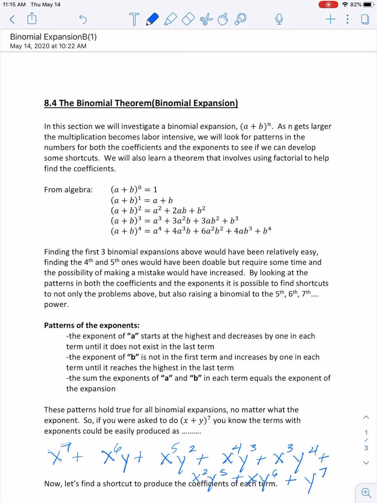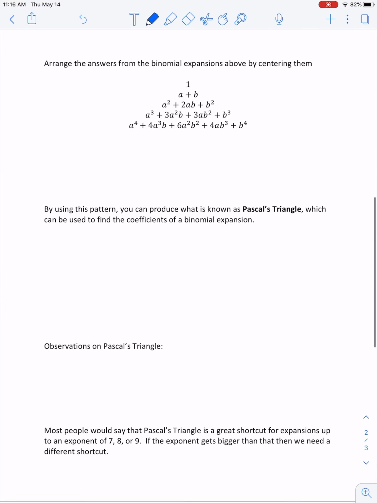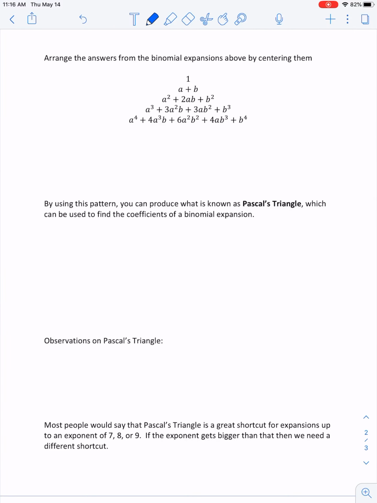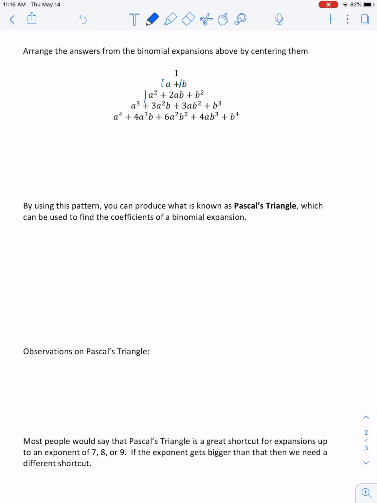The next step would obviously be to find a shortcut for producing the coefficients. And if we can get the coefficients combined with the exponents on the variables, we'll have everything we need. So the trick is to take each of the answers from the previous page where we had all the powers, a plus b to the 0, a plus b to the first, a plus b to the second, and so on. And what you're going to notice is that if you put in the coefficients for all the ones that are missing, you're going to see 1s there, 1s all the way on the outer edges.